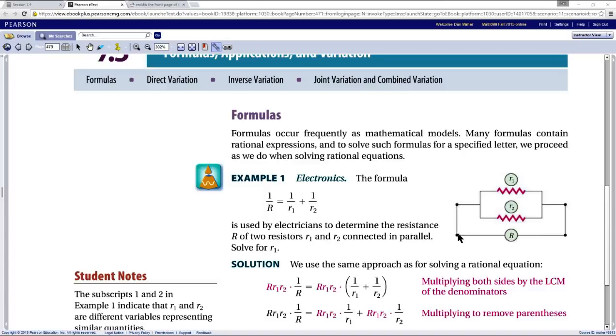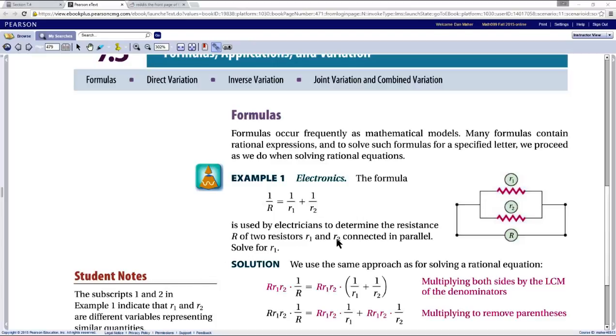So the total resistance here is this big R, but these are the two smaller resistances that run in parallel. In other words, if there's electricity passing through here, it's kind of like it takes up both resistors at the same time. Well, this is the formula for that.